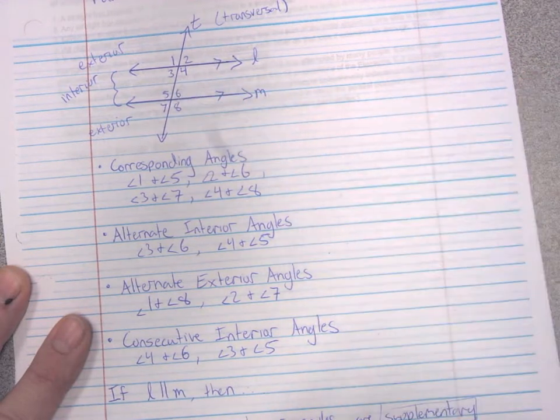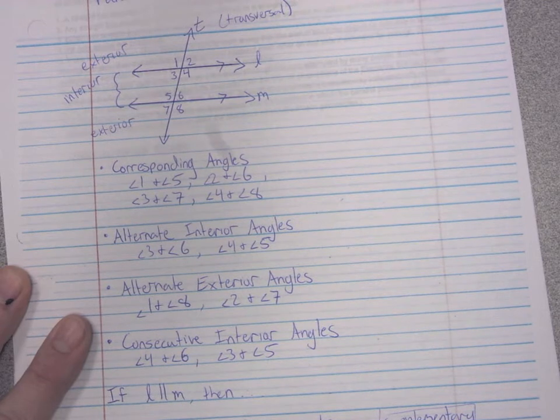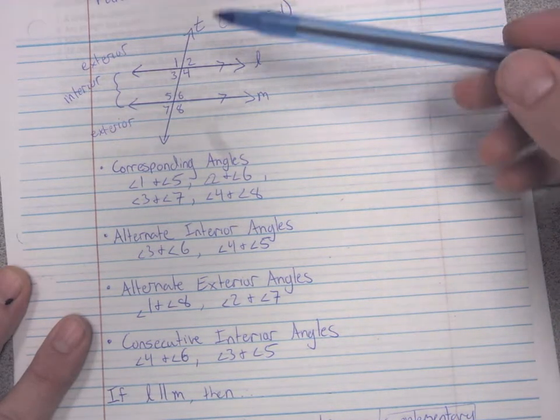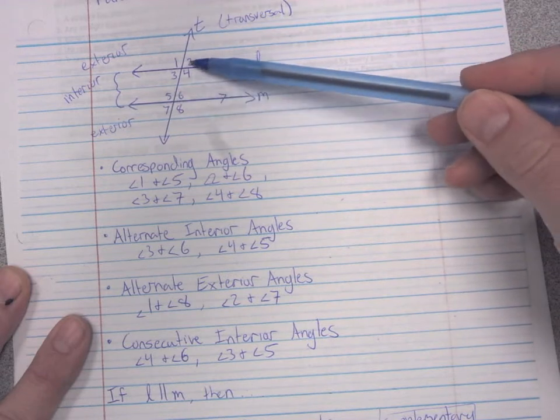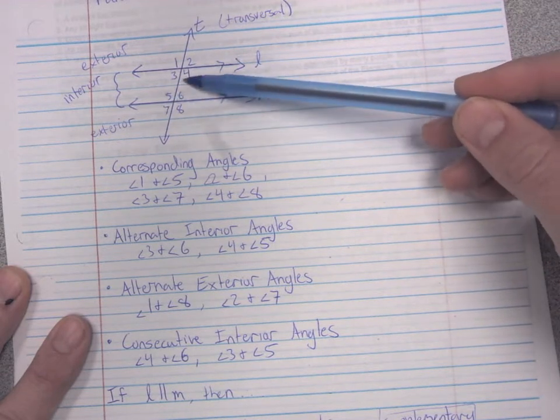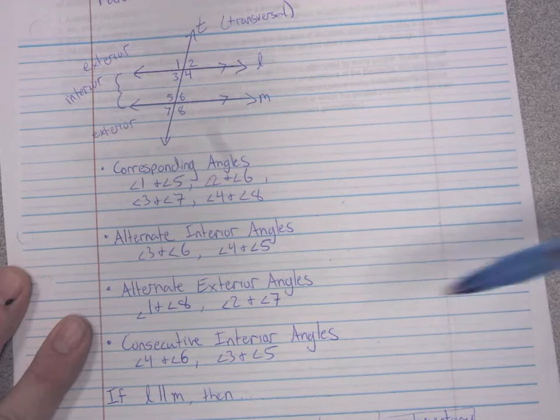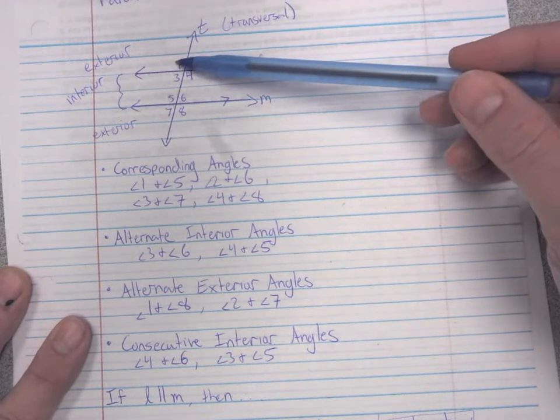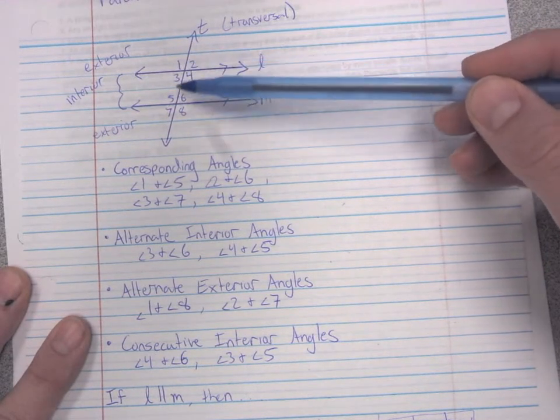We know 3 is congruent to 6. We'd also know that the corresponding angles are congruent. So 1 is congruent to 5, 2 congruent to 6, 3 congruent to 7, 4 congruent to 8. We knew that the alternate exterior angles are congruent. So 1 is congruent to 8, 2 is congruent to 7.